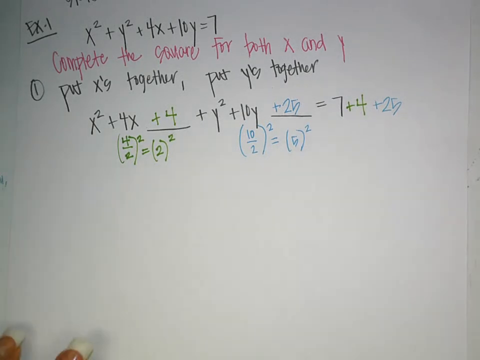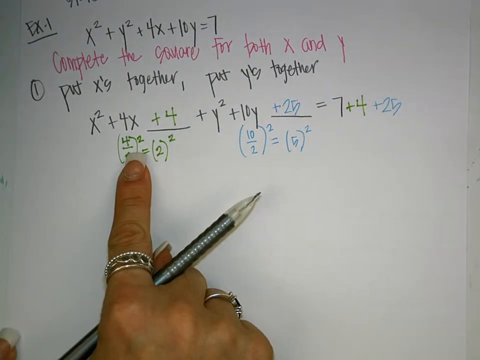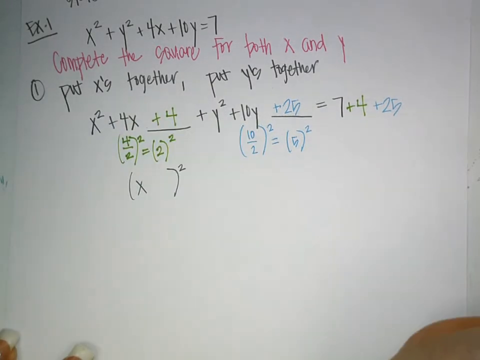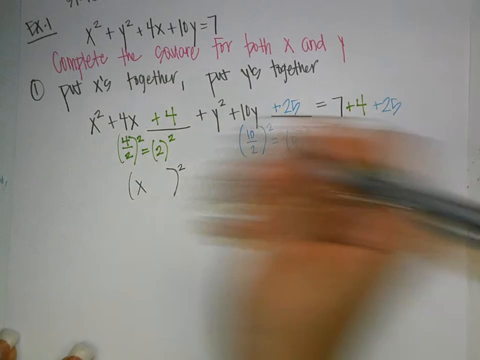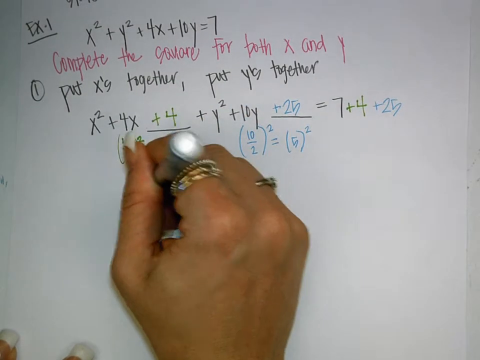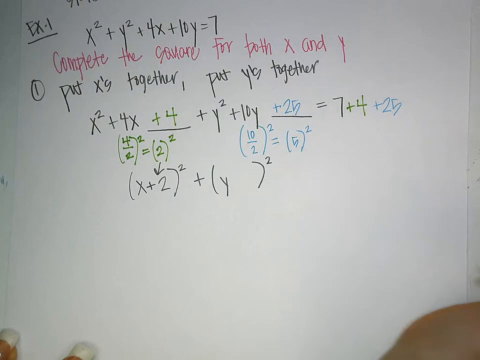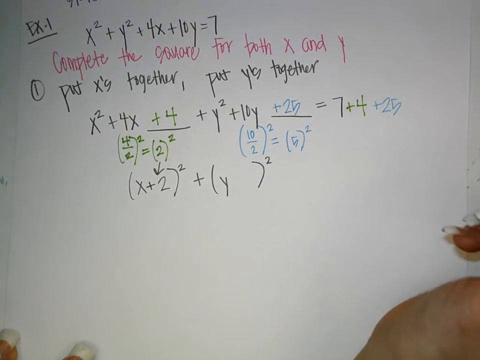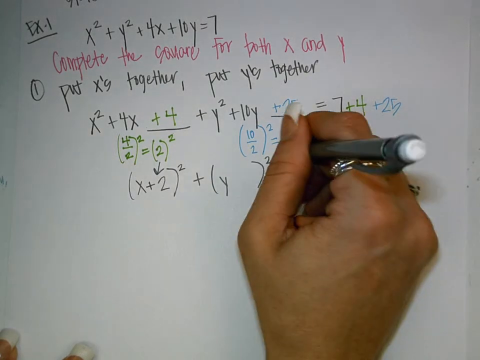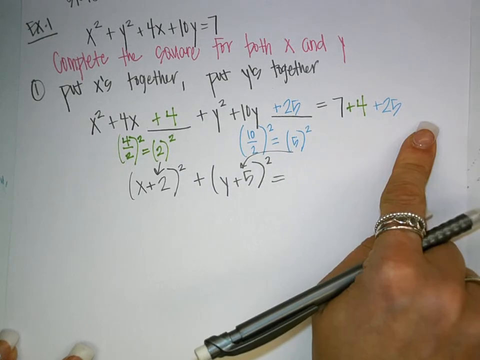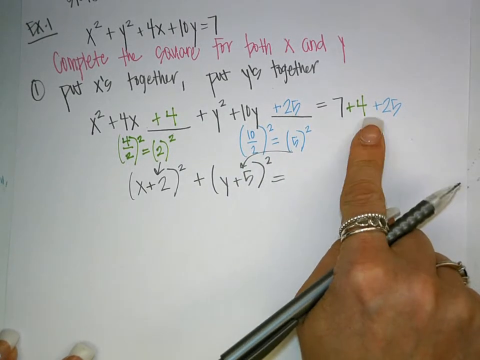Okay. Now we just have to clean things up. So how would you write this as a binomial squared? What's being squared inside of the x? Plus 2. Comes straight from that parentheses. So x plus 2 squared plus what goes inside with the y being squared? What's inside with the y being squared? 5. So plus 5 equals, add all these together. So 7 plus 4 plus 25 gives you what?